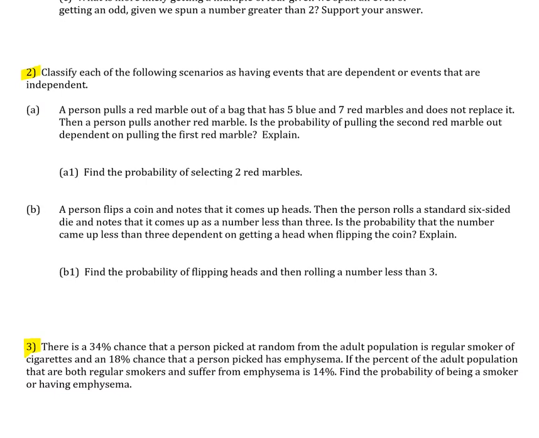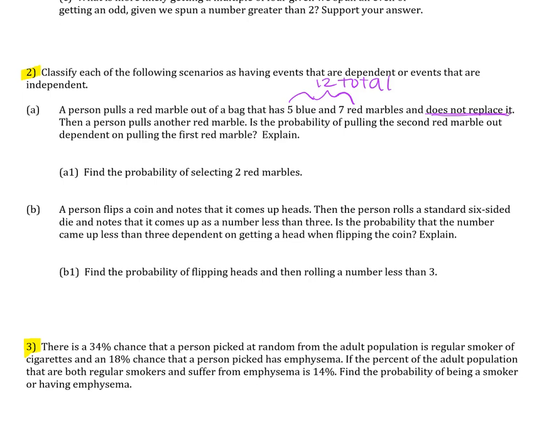Okay, so starting just from the beginning, classify each of the following scenarios as having events that are dependent or events that are independent. So for part A, a person pulls a red marble out of a bag that has 5 blue and 7 red marbles. So keep in mind that's 12 total marbles. And does not replace it, meaning you do not put the marble back in. Then a person pulls another red marble out. Is the probability of pulling the second marble out dependent on pulling the first red marble?